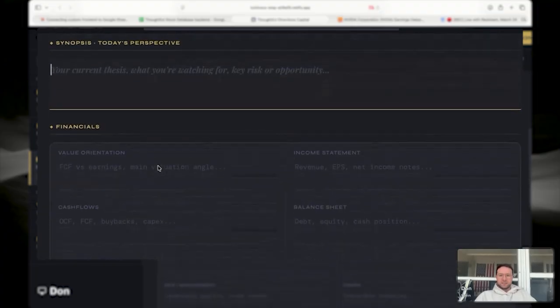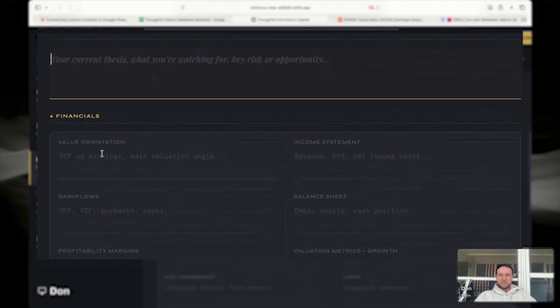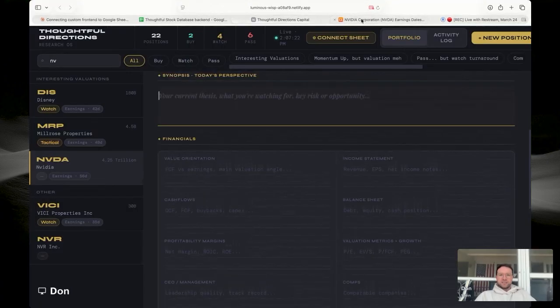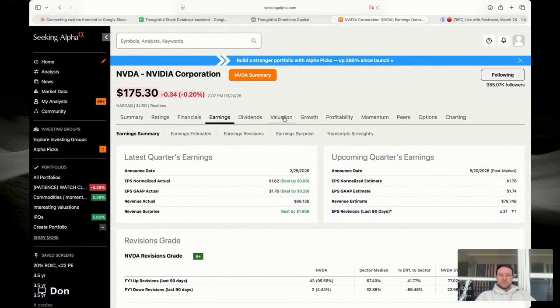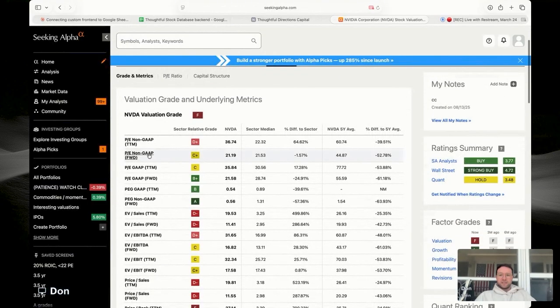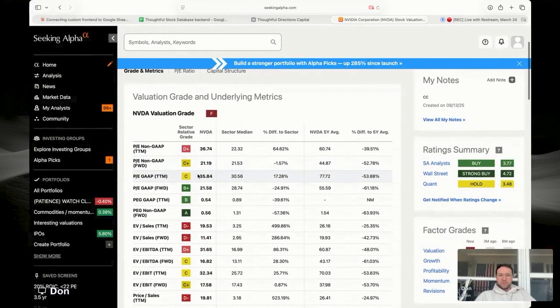All right. So now we start here. Synopsis, value orientation. All right. So usually I'll start with the valuation here. So 35 PE. I prefer to look at trailing 12 months. So 35 PE here.